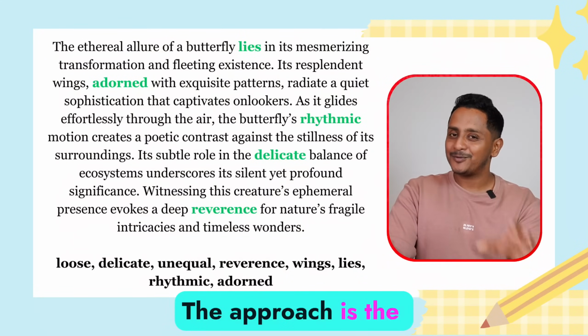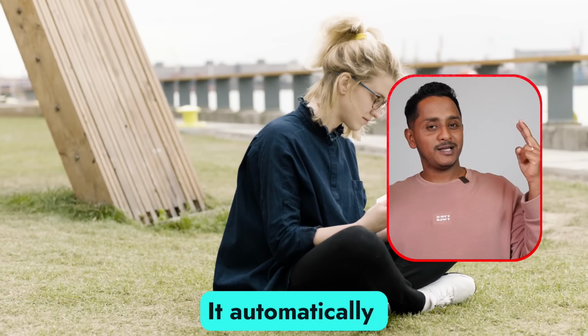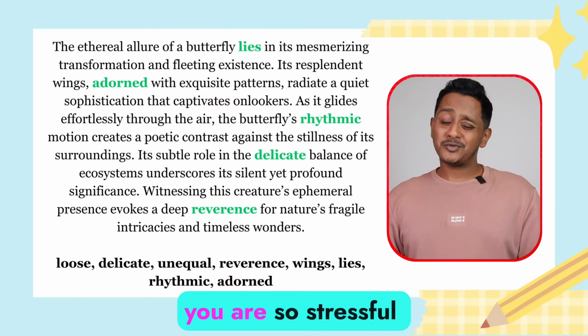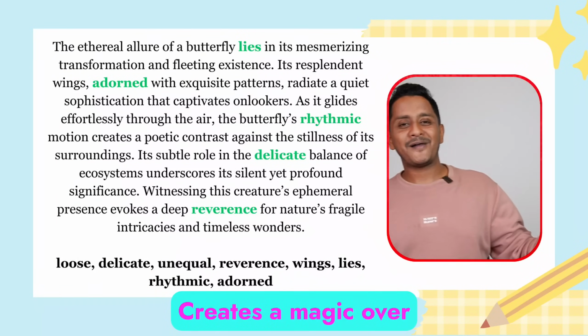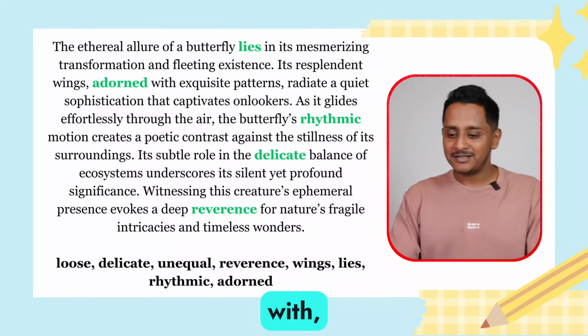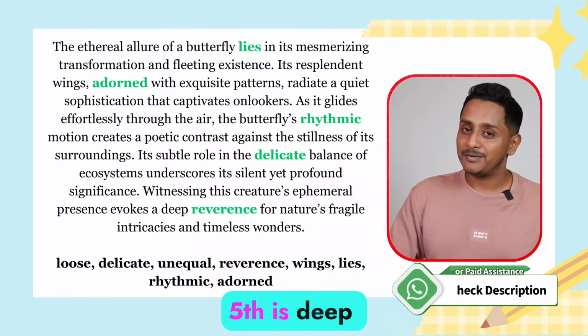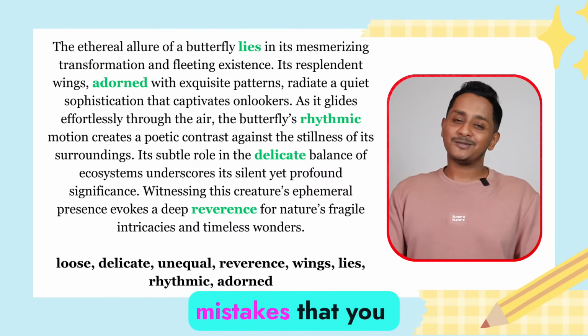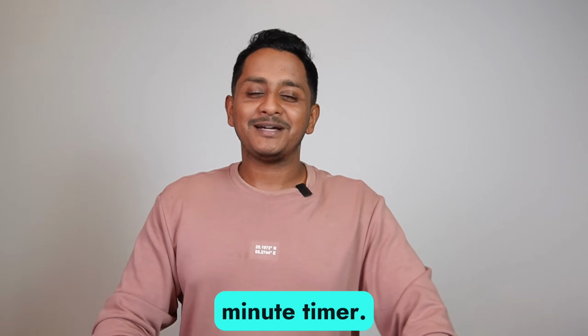So I hope you're getting it. The approach is the one that makes a difference. You enjoy it the way I'm doing it, and it automatically comes over time. If you are so stressed doing it, it probably may not create some magic over time. The first is lies in, second is adorned with, third is rhythmic motion, fourth is delicate balance, fifth is deep reverence. Keep track of the mistakes that you have made. We move on to the third question. 2.5 minute timer. Here you go.